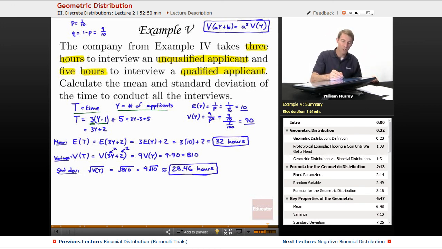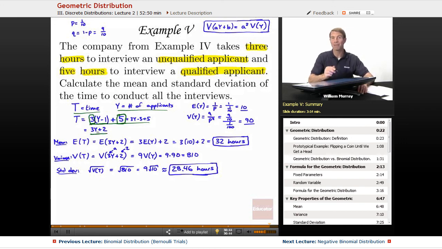We spend 3 hours on each. That's why we have the Y minus 1 there. And then the last person costs us 5 hours because we want to give that last candidate extra scrutiny and make sure that person really is qualified for the job. And so we get 3 times Y minus 1 plus 5. That simplifies down to 3Y plus 2. And we want to find the mean, variance, and standard deviation of T, of 3Y plus 2.